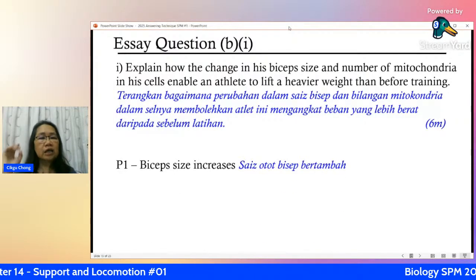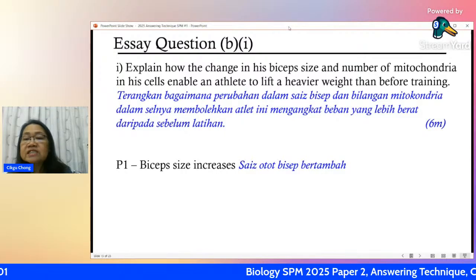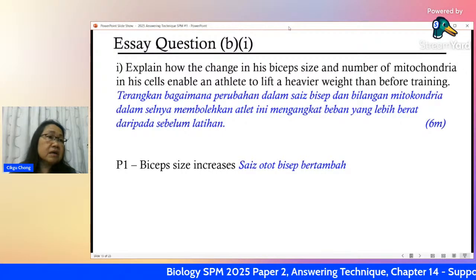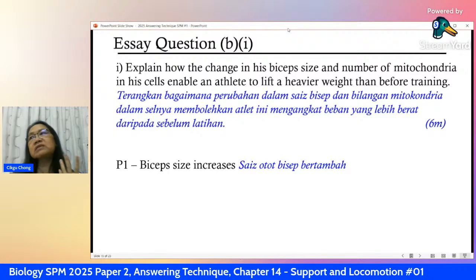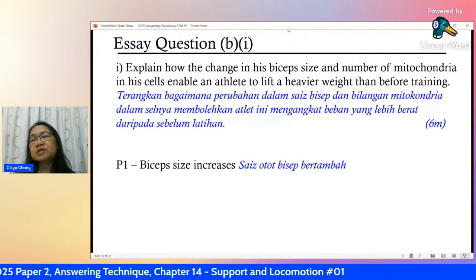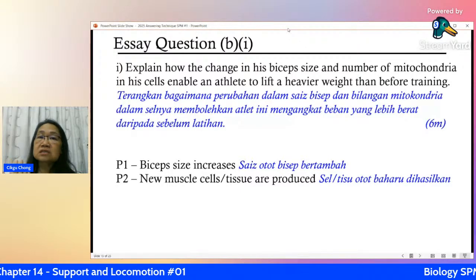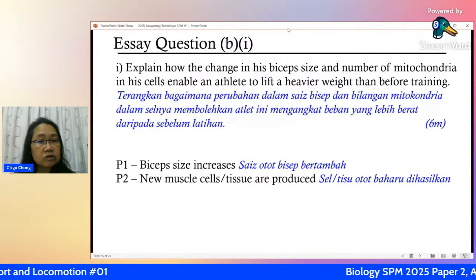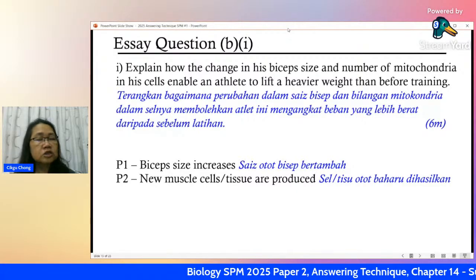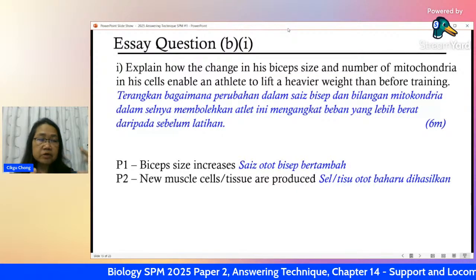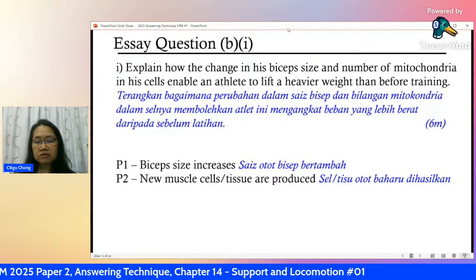Okay, so first thing to talk about is your bicep size increases. You can see very clearly the bicep size is larger, right? Okay, why does it increase? Why does your bicep increase when you do training? It's because your training causes new muscle tissue or new muscle cells to be produced. You actually produce more muscle cells. So when more muscle cells are produced, it makes the size of your muscle bulkier, bigger.